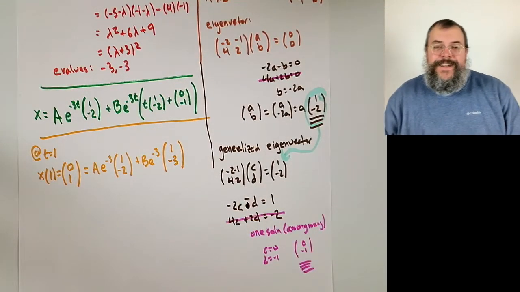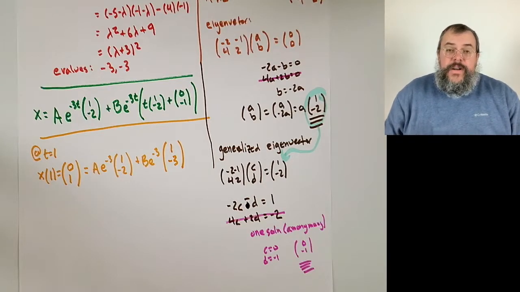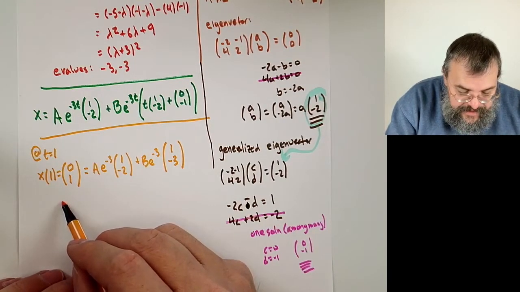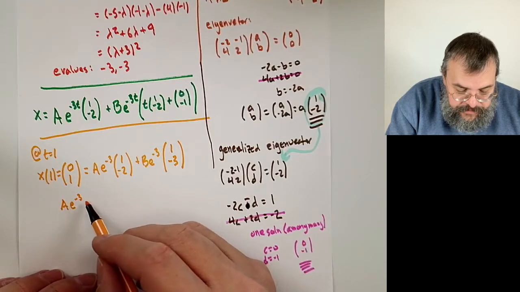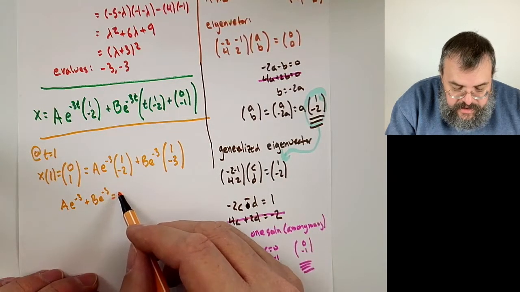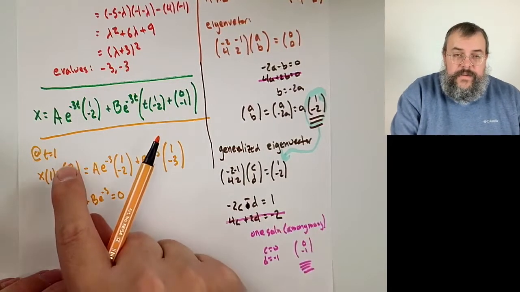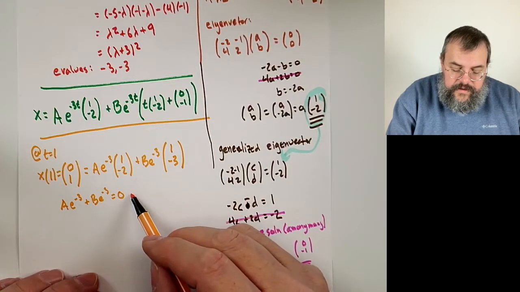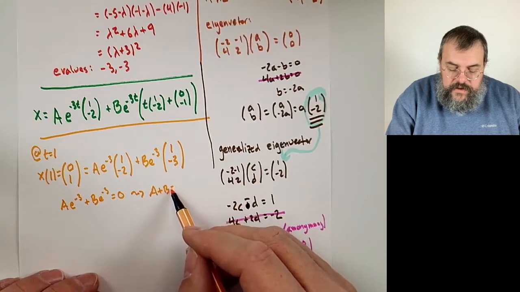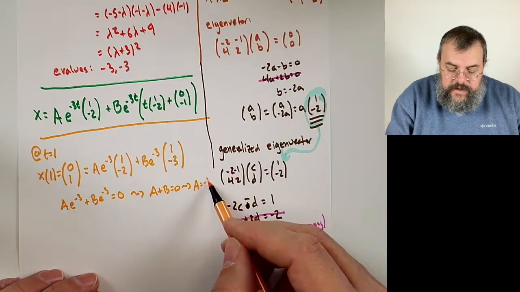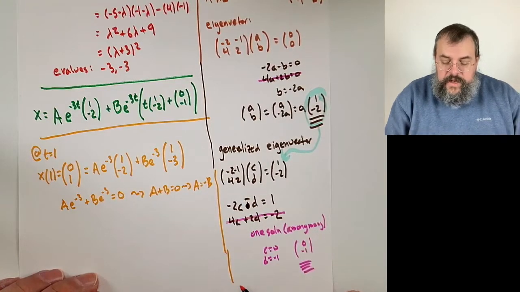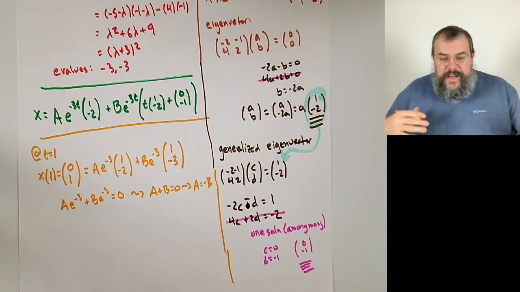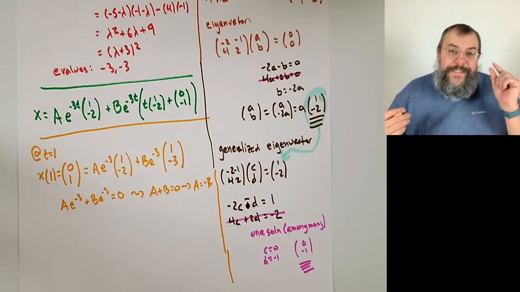Okay, so this leads us to 2 equations and 2 unknowns. The first one says A e to the minus 3 plus B e to the minus 3 equals 0, the top part. Notice the e to the minus 3's are the same. So it really says, hey, A plus B equals 0, which really says A is minus B. All right, great. So our A and our B are not so far off.